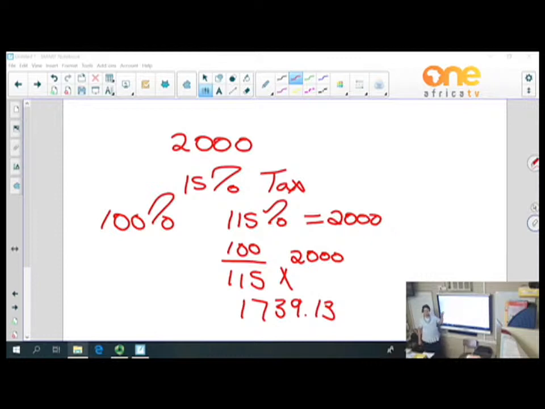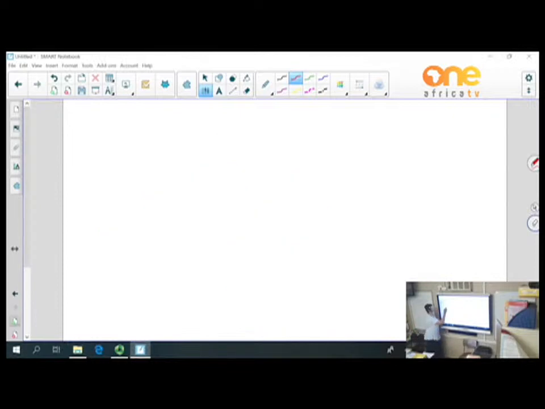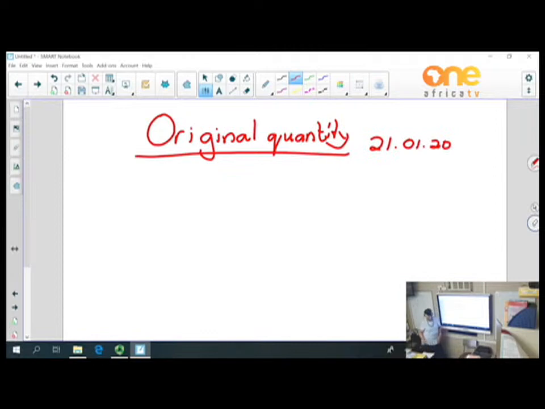And if you calculate now the 15% on this one, then you can double check that you get that answer back. So original quantities, we equate it and we reciprocal it. That's how we do this. You cannot do it in another way. You equate it and you reciprocal it. Now in your workbooks, I would like you to write original quantity.